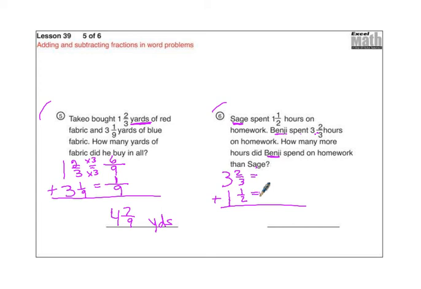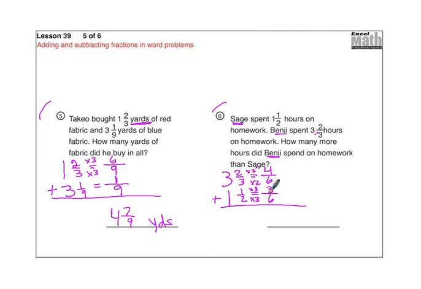Okay, so 3 2/3, 1 1/2. Largest of these two is the 3. Let's skip count by 3s. 3, does 2 go into 3? No. 6, does 2 go into 6? Yes. So 6 is going to be our common denominator. 3 times 2 is 6. 2 times 2 is 4. 2 times 3 is 6. 1 times 3 is 3.